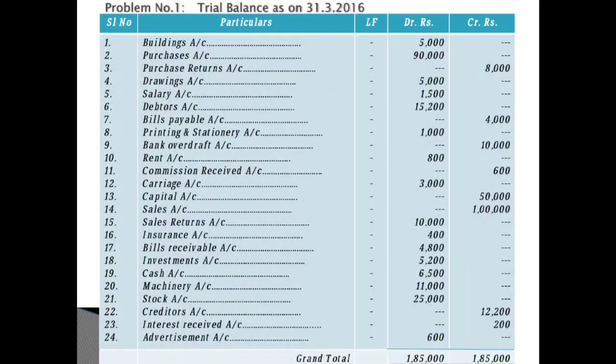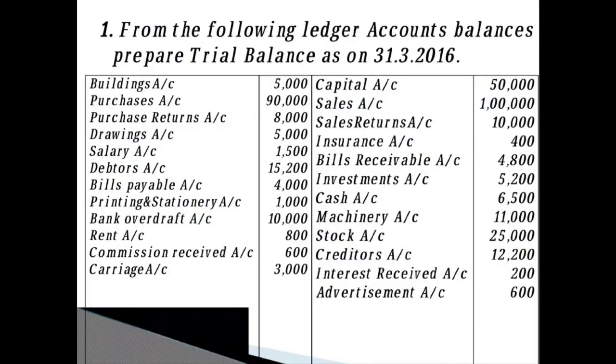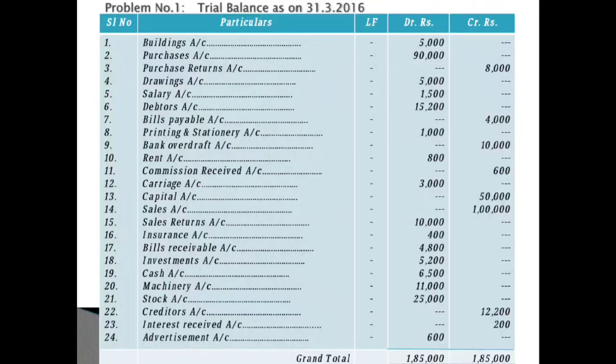See the 12th one, carriages account, debit column, rupees 3,000. Next you have capital account, rupees 50,000. Capital, as I said, always shows a credit balance for us, 50,000. So capital account we are going to record here, see, in the 13th one, capital account rupees 50,000.